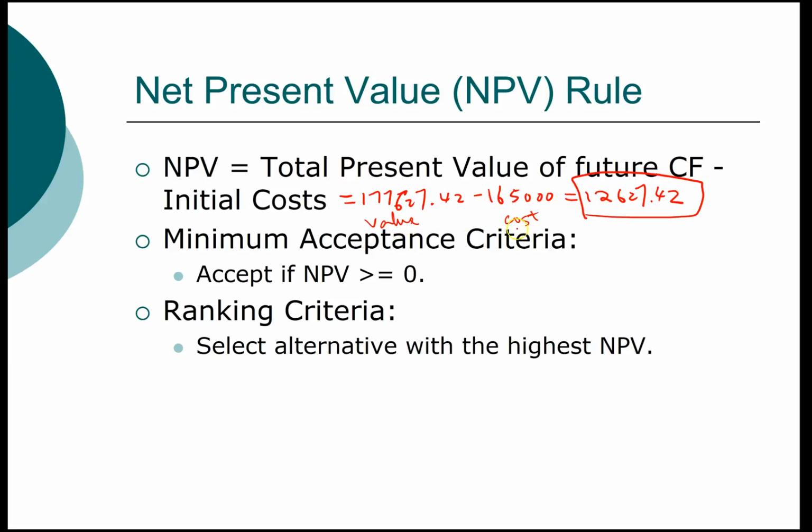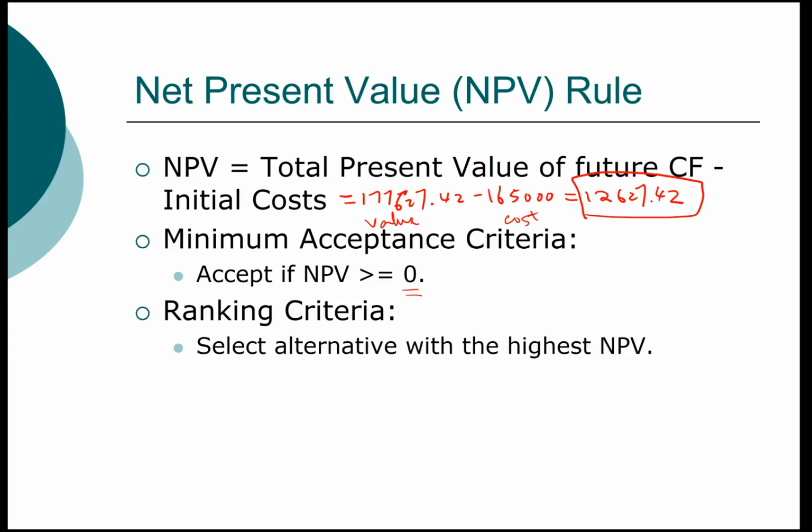So when the value is greater than the cost, the answer we get, the net present value, will be greater than or equal to 0. So in this case, the decision rule is that we'll accept the project if the net present value is greater than or equal to 0, because that project has a value greater than the cost. And by accepting this project, we are adding to the value of the firm.